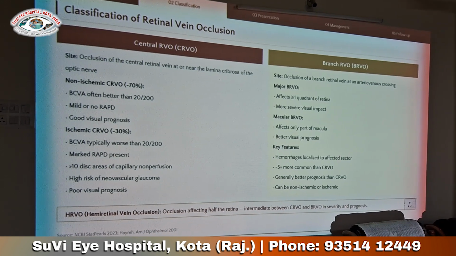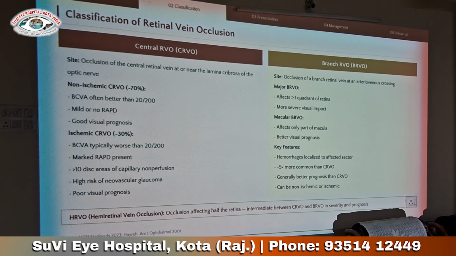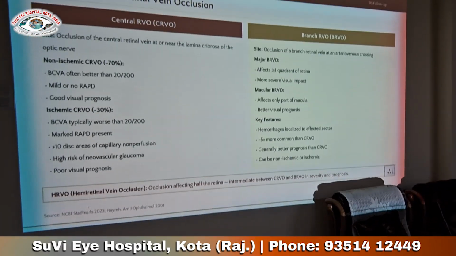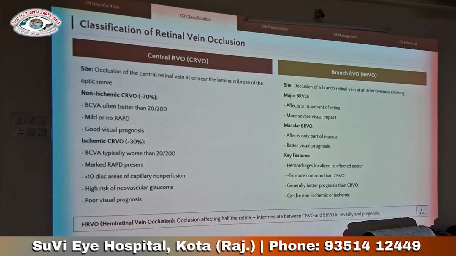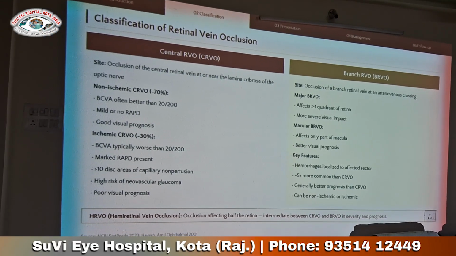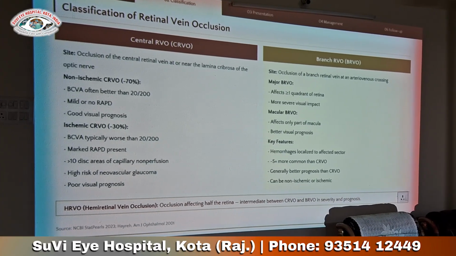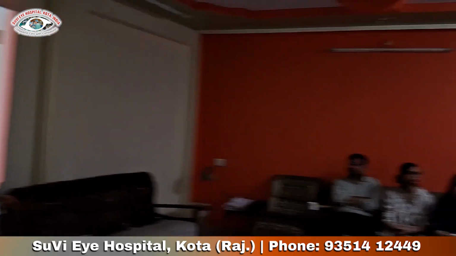How is the classification done? What are the differences between non-ischemic and ischemic CRVO? And there is one more entity which can get confused with non-ischemic or ischemic CRVO, that is called ocular ischemic syndrome. Can you differentiate between the three, starting when the patient presents?